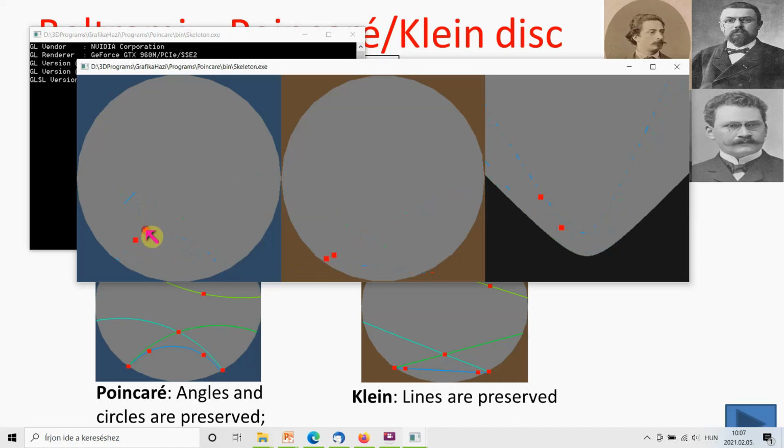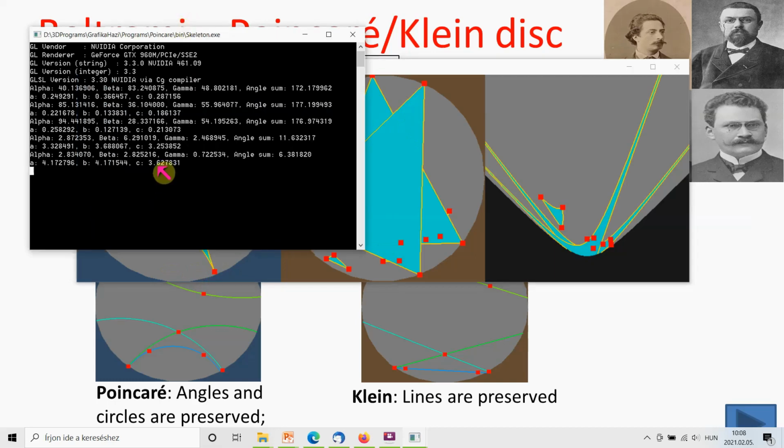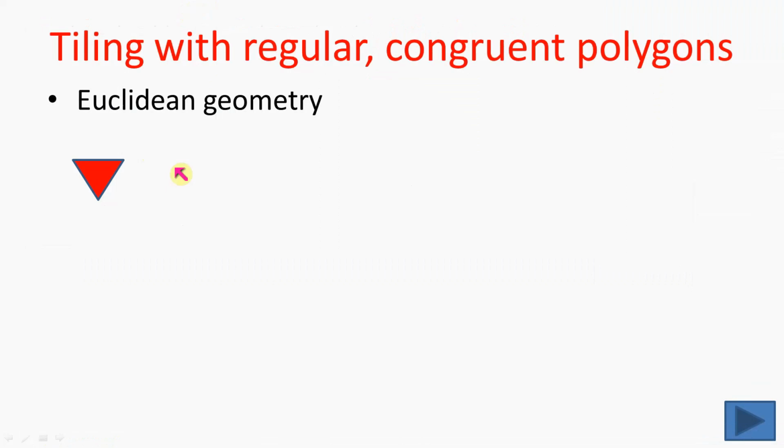Let's see triangles. If the triangle is small, the triangle looks like a Euclidean triangle. However, if the triangle is big, we see that the angle sum is indeed smaller than 180 degrees. The angle sum is not relevant here because in the Klein disk, angles are strongly distorted. Angles are correct only in the Poincaré disk. And if I were able to draw an infinitely large triangle, the angle sum would be 0. Here we can check the angle sum, so in the case of our last triangle, the angle sum is only 6 degrees.